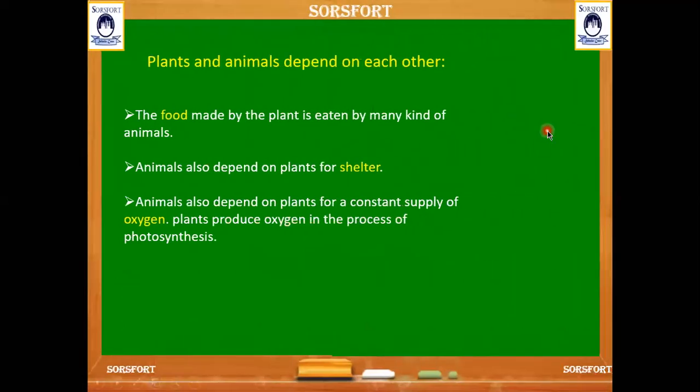And we know that plants and animals are dependent on each other. Some animals eat plants, but plants are also dependent on animals. How? The food made by the plant is eaten by animals, and animals also depend on plants for shelter. Animals also depend on plants for a constant supply of oxygen. Plants produce oxygen in the process of photosynthesis.